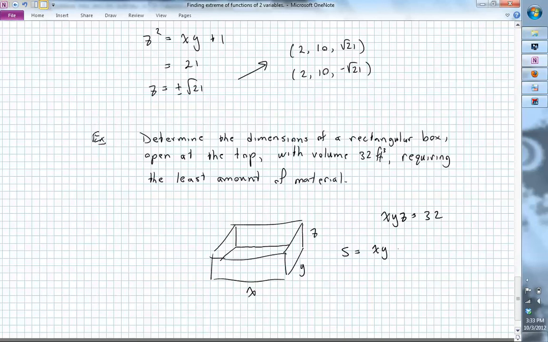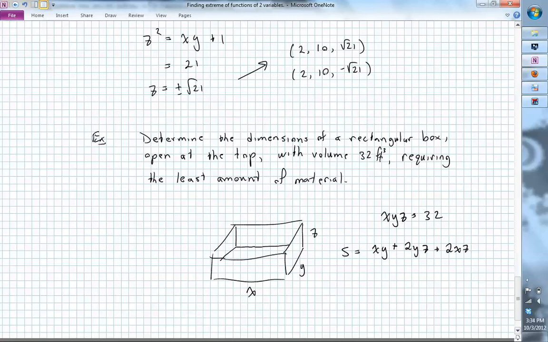What's the area of the right side? YZ, but there are two faces like that. And then front and back? So there are two front and back, equal XZ. Got it? Okay. What is the quantity that we're trying to optimize? S. That's the thing we're trying to optimize, in this case minimize, right?